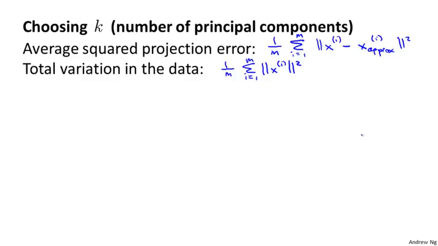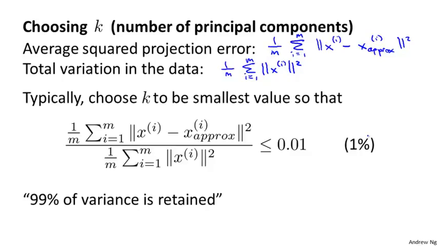When we're trying to choose k, a pretty common rule of thumb for choosing k is to choose the smallest value so that the ratio between these is less than 0.01. So in other words, a pretty common way to think about how to choose k is we want the average square projection error, that is the average distance between x and its projections, divided by the total variation of the data, that is how much the data varies, we want this ratio to be less than, let's say, 0.01, or to be less than 1%, which is another way of thinking about it.